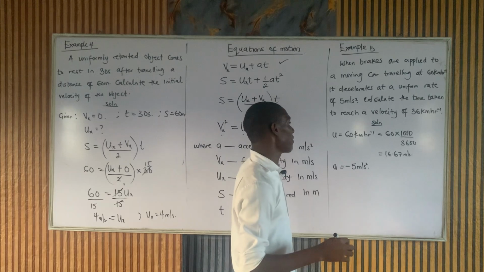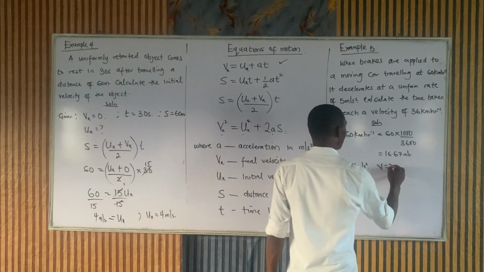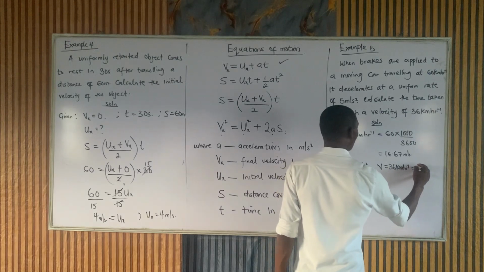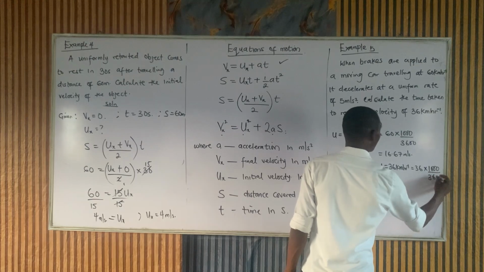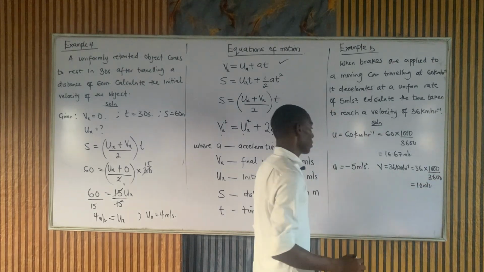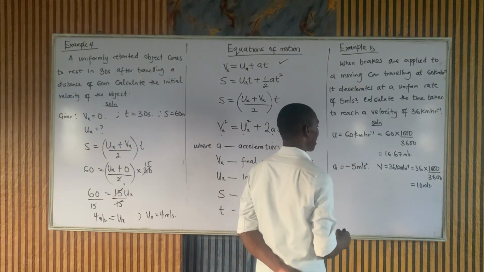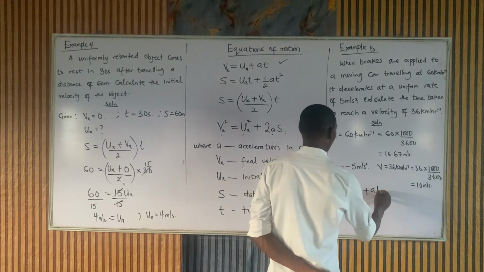Calculate the time taken to reach a velocity of 36 km per hour. That's the final velocity, V. 36 km per hour. This will be 36 times 1000 divided by 3600. And that will give us 10 meters per second. So we have our U, A, and V. We are looking for the time taken. So we're using this. V is equal to U plus AT.